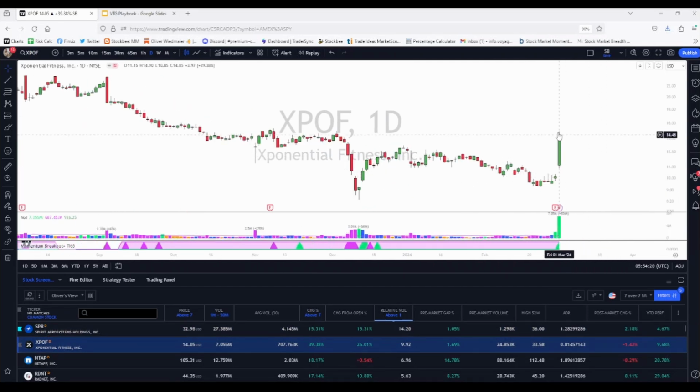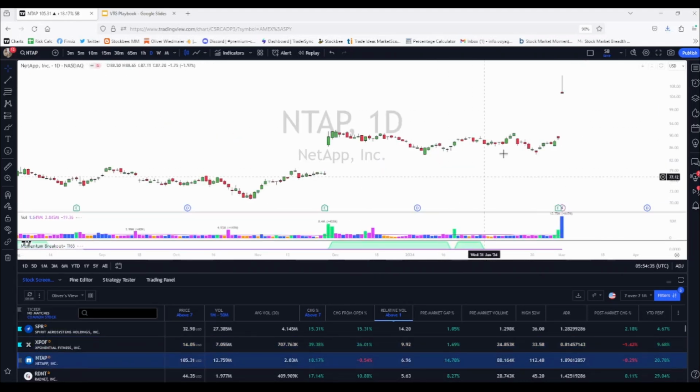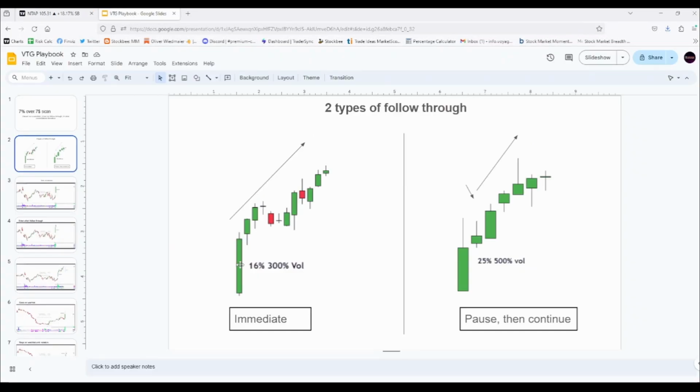XPOF. Okay, so this was 40%. We want to see a follow through, or you want to see it trade sideways and then break out. So we're going to put this on the list. This one does not go on the list because it did not close on the top of the range. That's important. If we look at the playbook, we needed to close above 50%. 70 or 80% is the best.